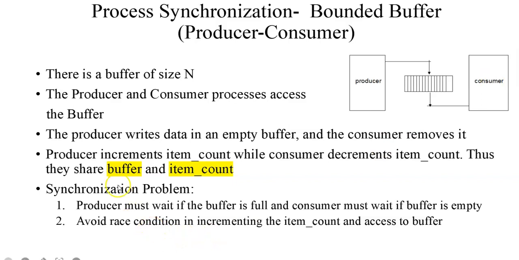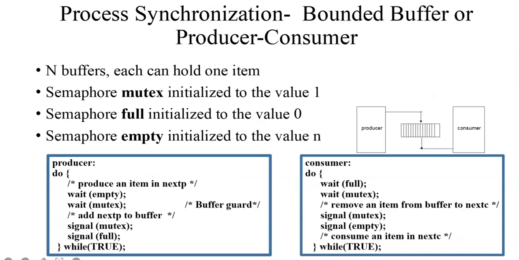And the second is, the buffer and the item count, which are shared between the producer and consumer, have to be updated synchronously. There should not be any race condition in that. The buffer must be accessed by a producer process or a consumer process one at a time. And the item count must also be updated by the producer or the consumer one at a time. Now let's look into the algorithm.